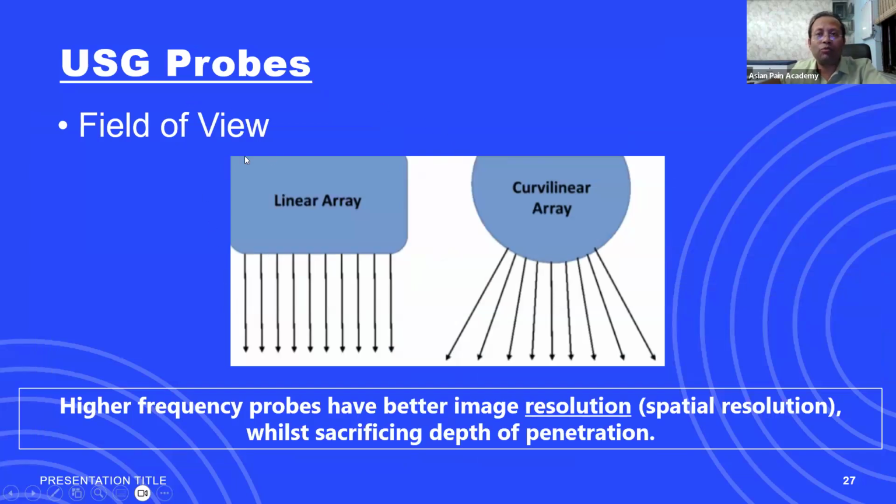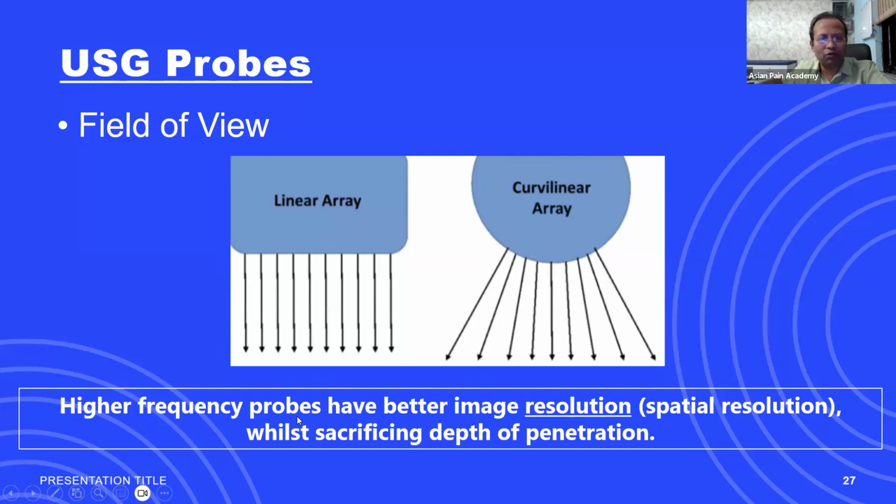So why do we need all different types of probes for USG? It is for the field of view, because the crystals are arranged in a different way. You can see in a curvilinear array probe, the area of visualization becomes much higher, and this makes a cone, a conical shaped area. In the linear probe you can see a rectangular shape image. The size of your probe and size of your picture are the same here, but the curvilinear image is much increased.